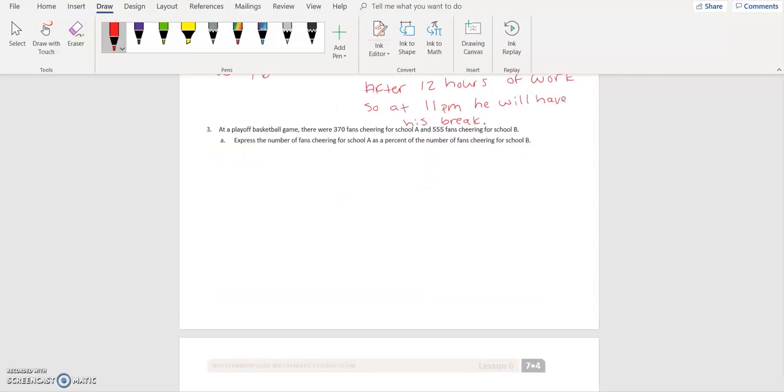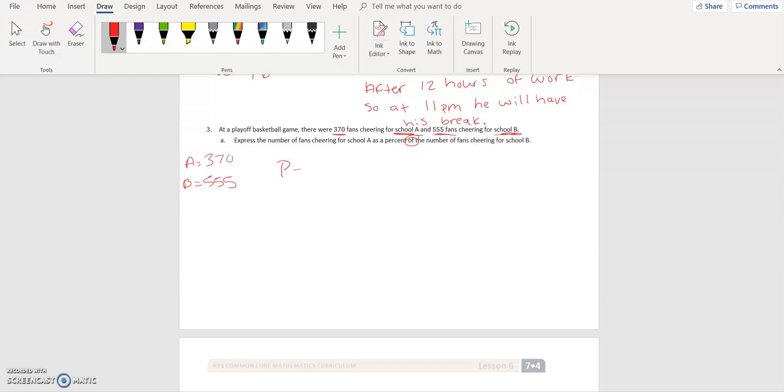Okay, number 3. At a playoff game, there are 370 fans cheering for School A and 555 fans cheering for School B. So I've got School A has 370. School B has 555. Express the number of fans cheering for School A as a percent of the number of fans cheering for School B.